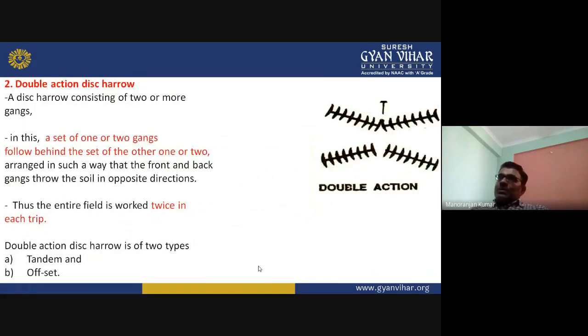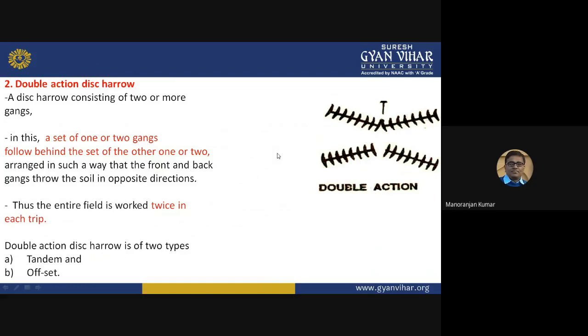Now the second type of disc harrow is double action disc harrow. In this type of harrow, it consists of two or more gangs. This is the picture of double action disc harrow. So how many gangs are there? This is the one gang, this is the second gang, this is the third gang, fourth gang. So here four gangs are there. If the number of gangs is more than two, then that is known as the double action disc harrow. Also a disc harrow consisting of two or more gangs.